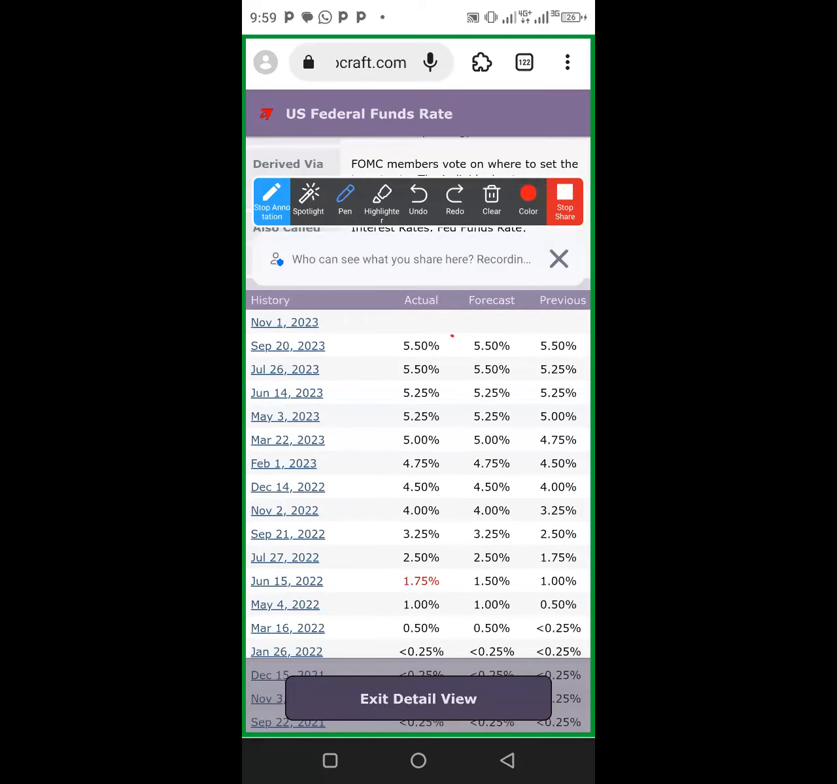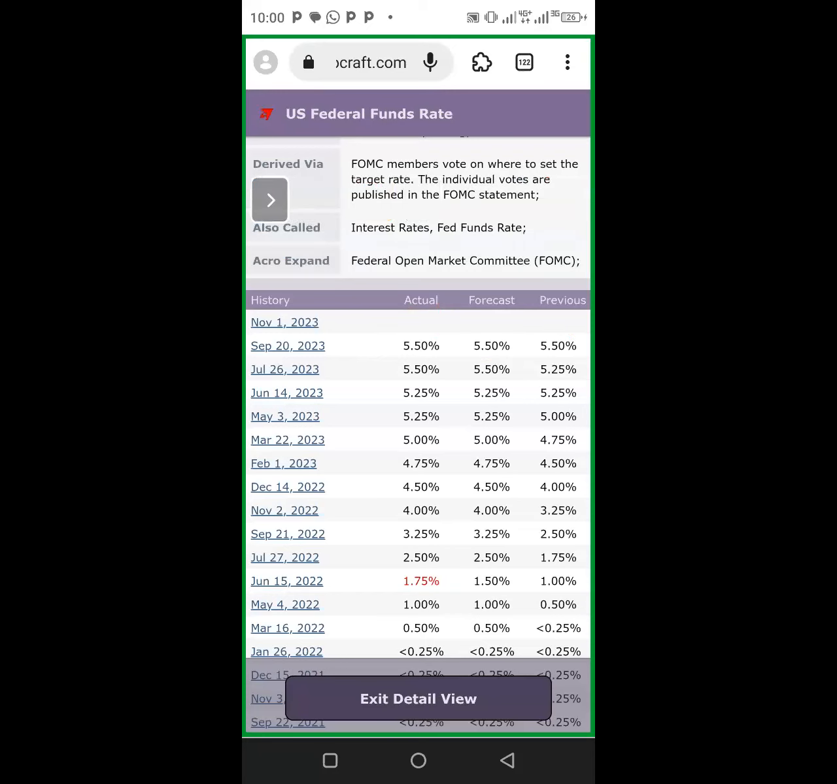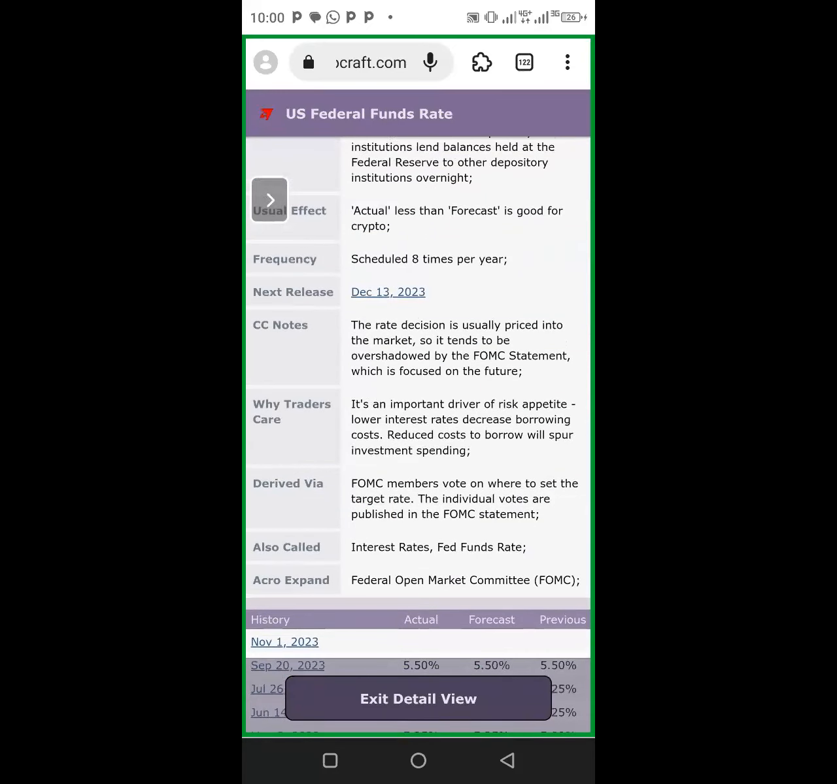Now you see, this is the actual, 5.5. This is the forecast. When I say forecast, I mean the predicted price, just like you forecast prices in the chart. The previous is 5.5. If the actual comes out at 5.4, anything less than 5.5, it's good for the market. So it's simple. They've told you: actual less than forecast, good for crypto. That's all, in case you don't want all this explanation I just did.